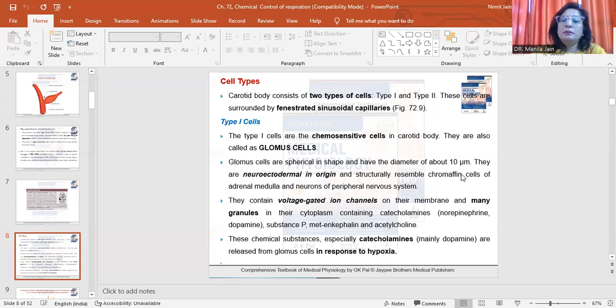The carotid body has 2 types of cells, type 1 and type 2. These cells are surrounded by fenestrated sinusoidal capillaries.